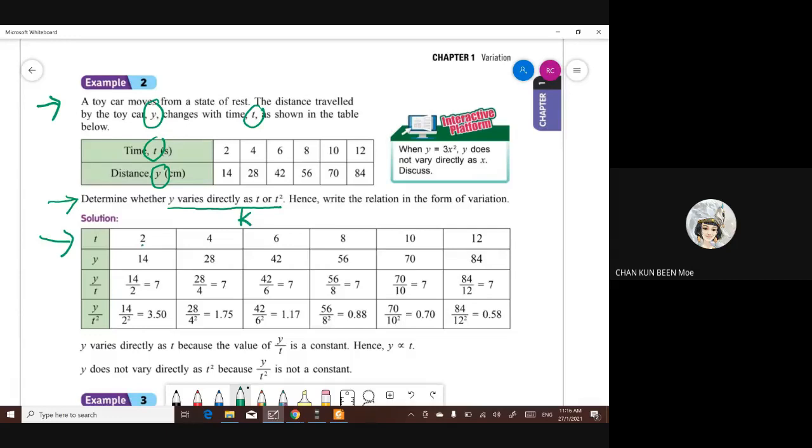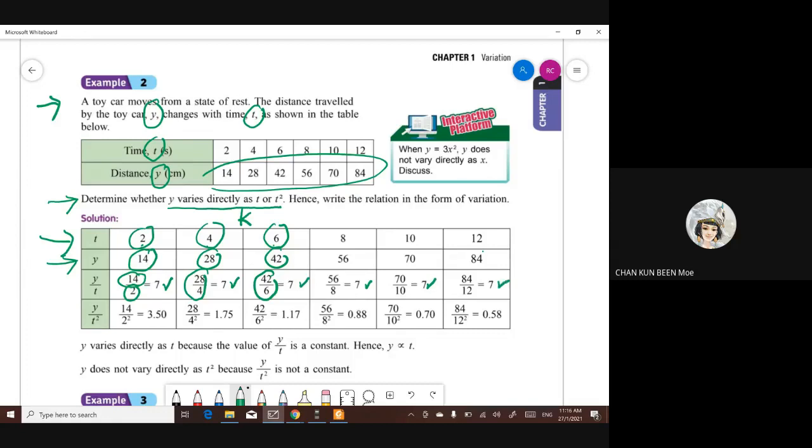T is 2, 4, 6, 8, 10, 12, and then this part here, they just copy down everything, which is the same. So we are going to find out y over t. Y is 14, T is 2, so 14 divided by 2, we get 7. Same with this one. 28 divided by 4, we get 7. Same with this. 42 divided by 6, we get 7. And so on. 7, 7, 7.